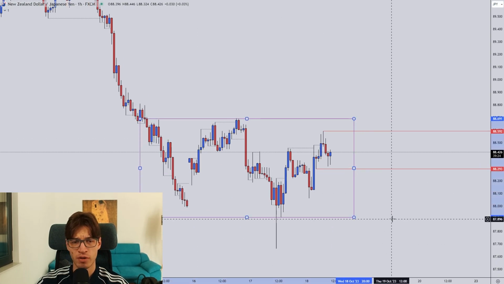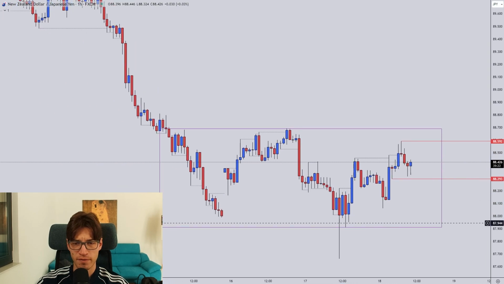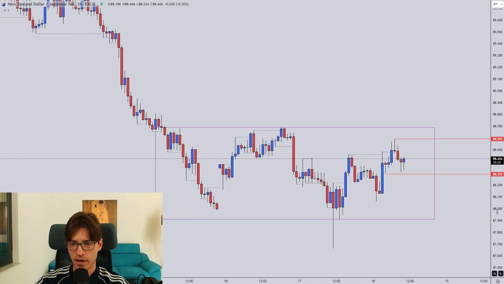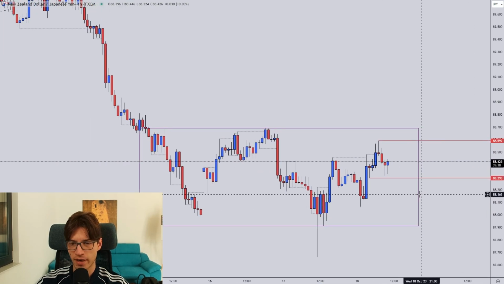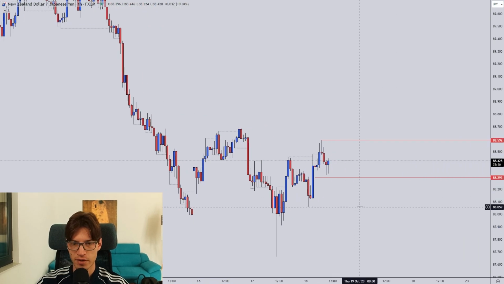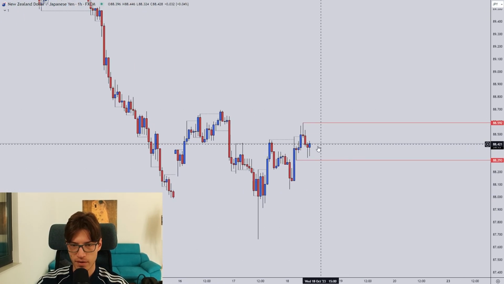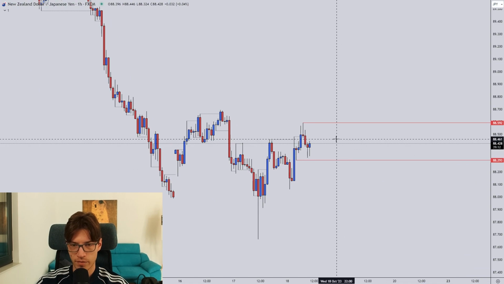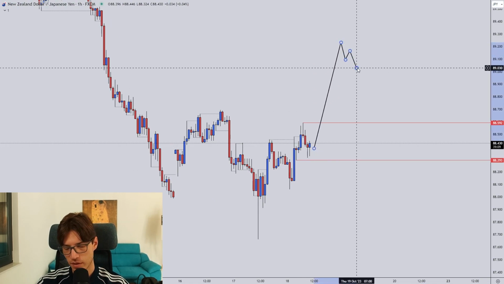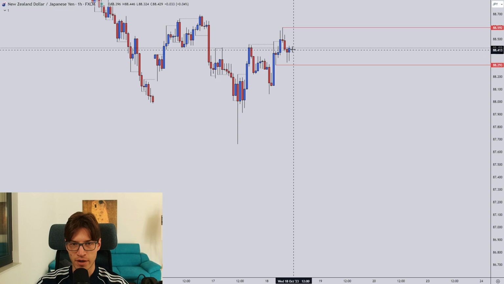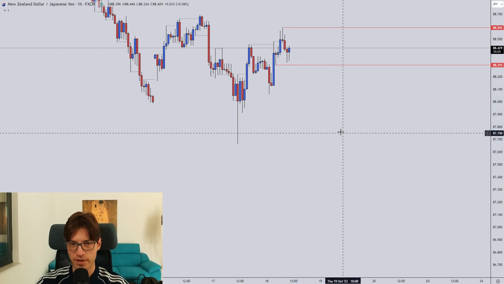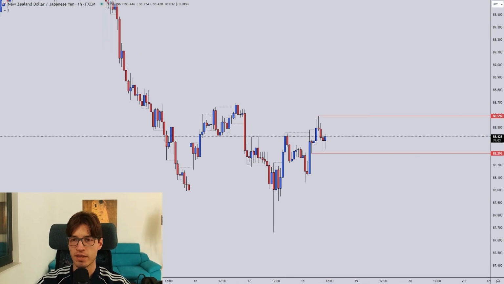Current price action on the New Zealand Japanese yen looks flat, looks range bound. I'm waiting for a large impulse up or a large impulse to the downside. So like this. Oh, large impulse up or a large impulse to the downside like this. Currently leaving this pair alone.